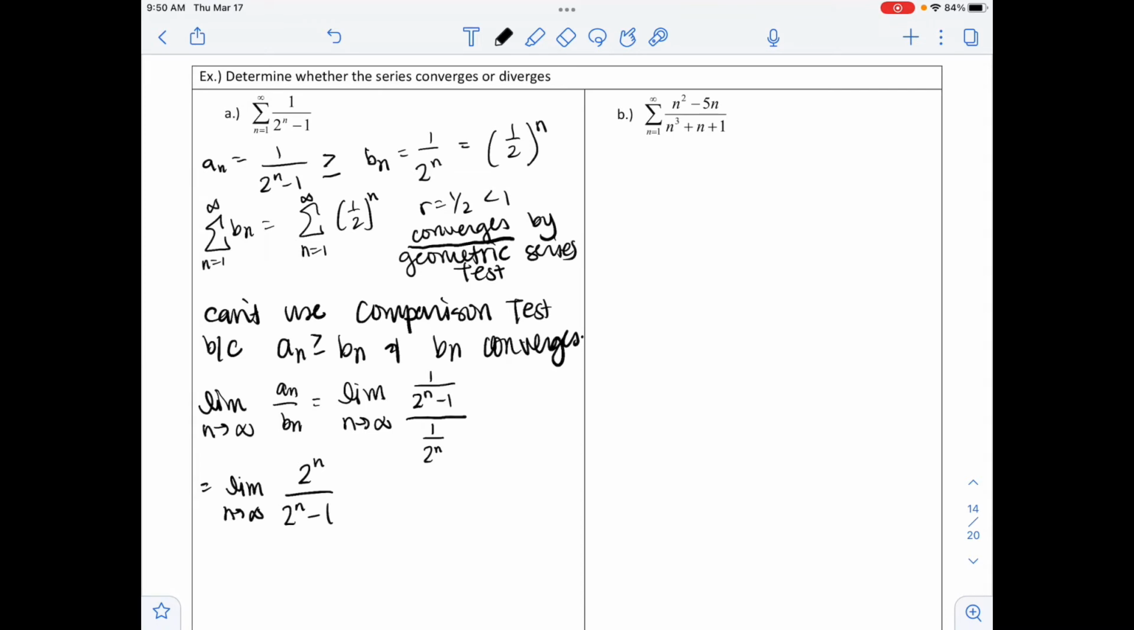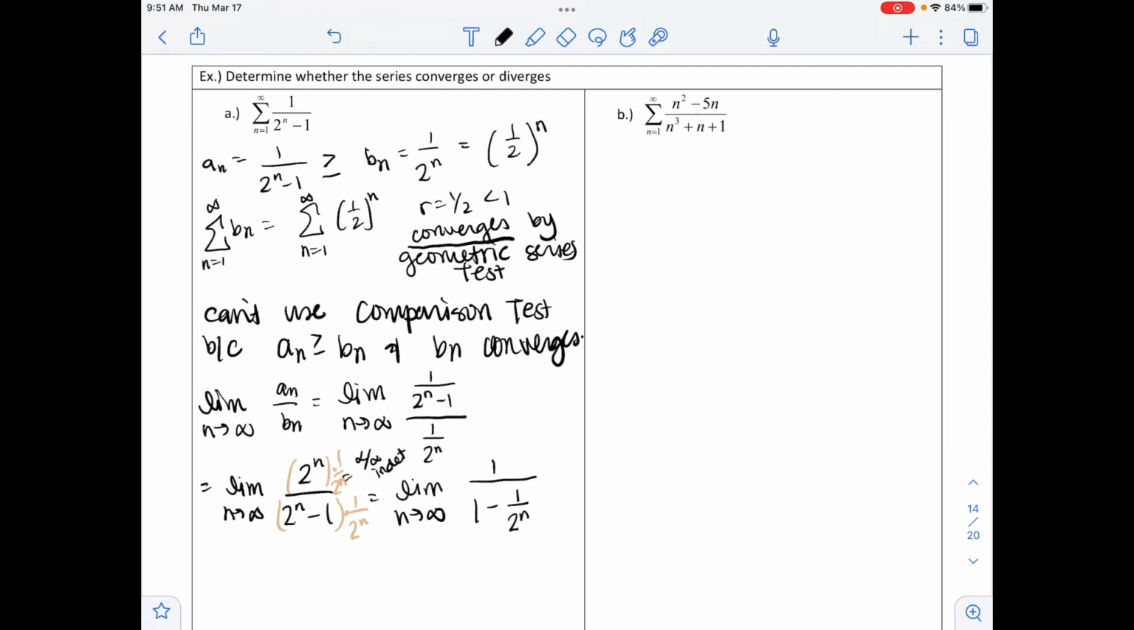And thinking about this a little bit, I noticed that 2 raised to the nth power as n goes off to infinity would also be infinity. And so I would have infinity over infinity. And so this is indeterminate. So simplifying this, I can have the limit as n approaches infinity, and I'm going to go ahead and multiply both the top and the bottom by 1 over 2 to the nth. And doing that, it's going to simplify this a little bit, and I'm going to end up with 1 over 1 minus 1 over 2 to the nth power.